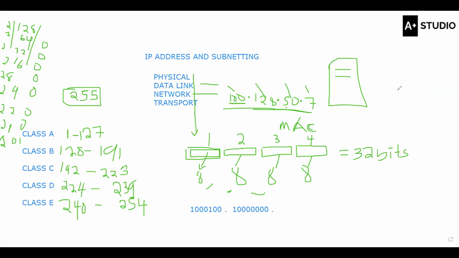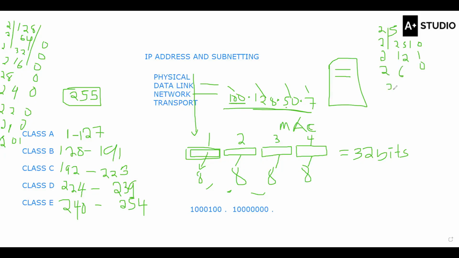Okay, so the next one is 50, right? This is 50. So let's take it from 50. 2 can go into 50, 25 times. Remainder 0. And then 2 can go into 25, 12 times. Remainder 1. 2 can go into 12, 6 times. Remainder 0.